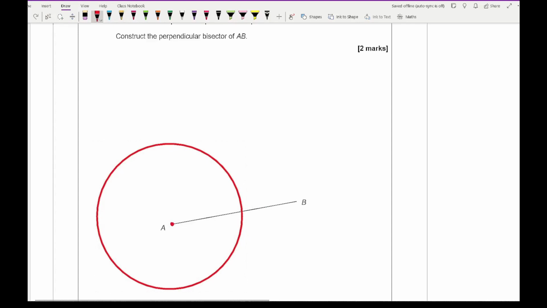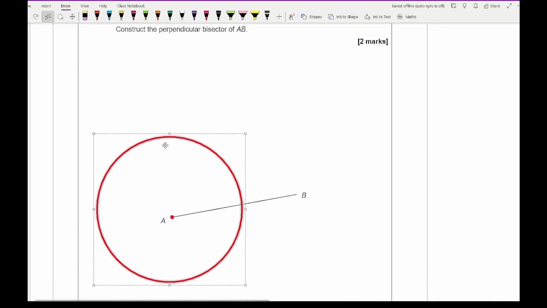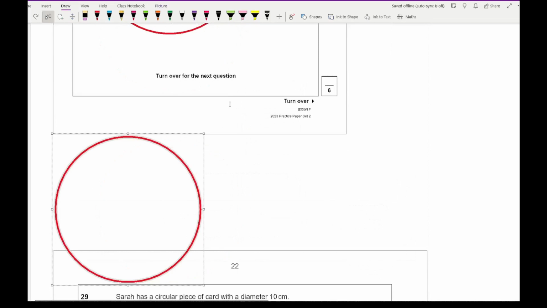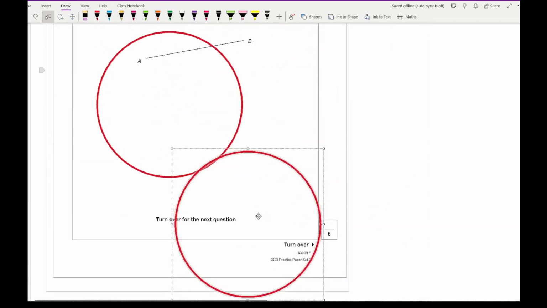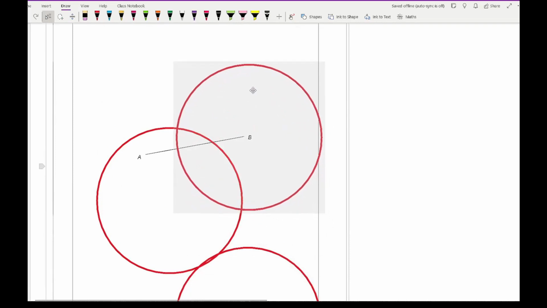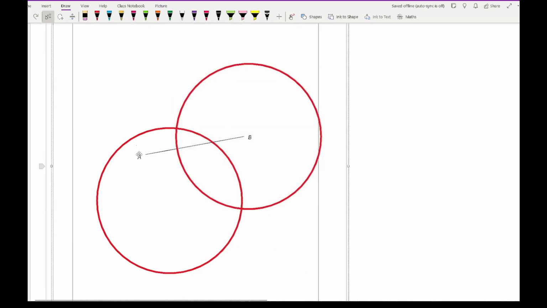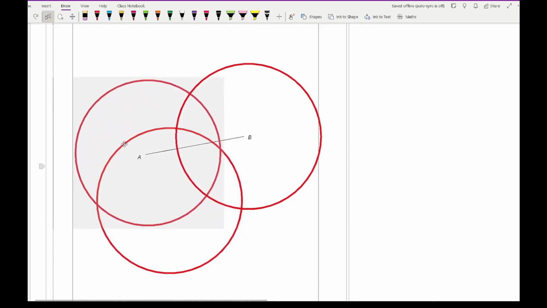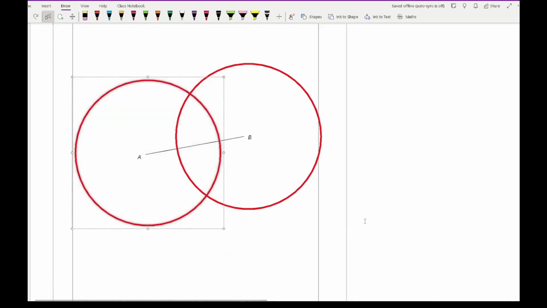So if I draw something that looks like this, then make sure you're not adjusting your compass, and repeat that process, but this time draw a circle with center B. Now this has completely messed up my diagram, so let me just give you an idea of what you should have. I should have drawn two circles so that they do intersect, so it looks a bit like a Venn diagram.